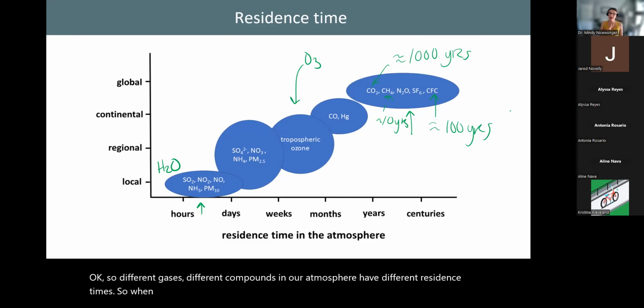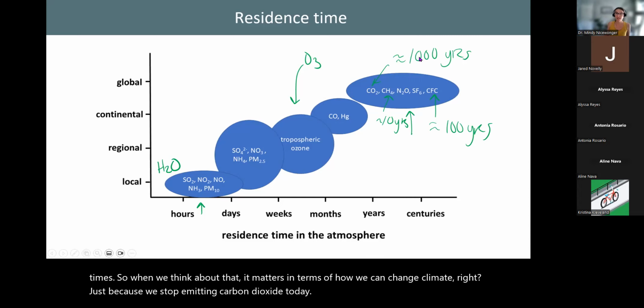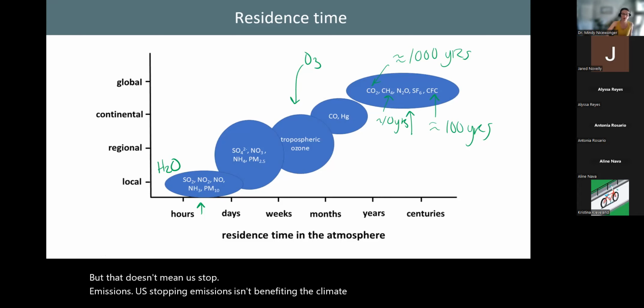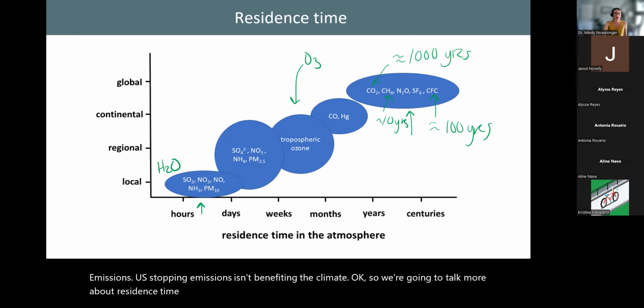So when we think about that, it matters in terms of how we can change climate, right? Just because we stop emitting carbon dioxide today, because it has a residence time of such a long time, we may not see the change in the reservoir for some time. But that doesn't mean us stopping emissions isn't benefiting the climate. Okay, so we're going to talk more about residence time towards the end when we talk about full-blown climate change.